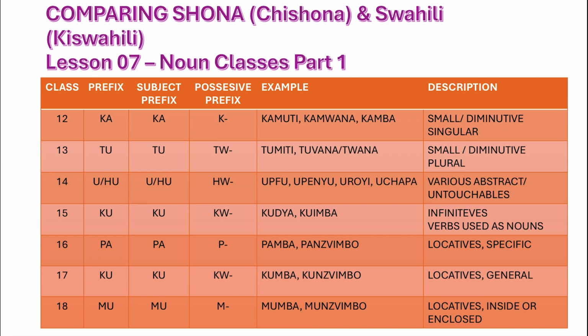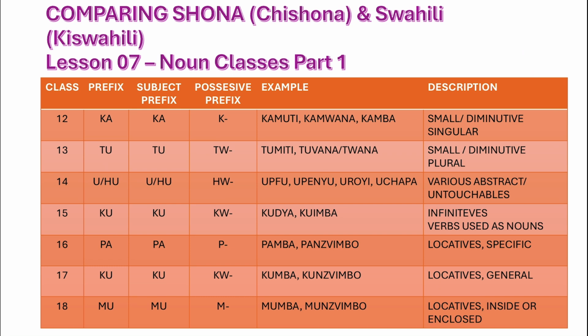Mwana is a child. Kamwana is a small child. Imba is a house. Kamba is a small house. The plural of class 12 noun classes is in class 13. For example, kamuti, a small tree, and tumiti are small trees.